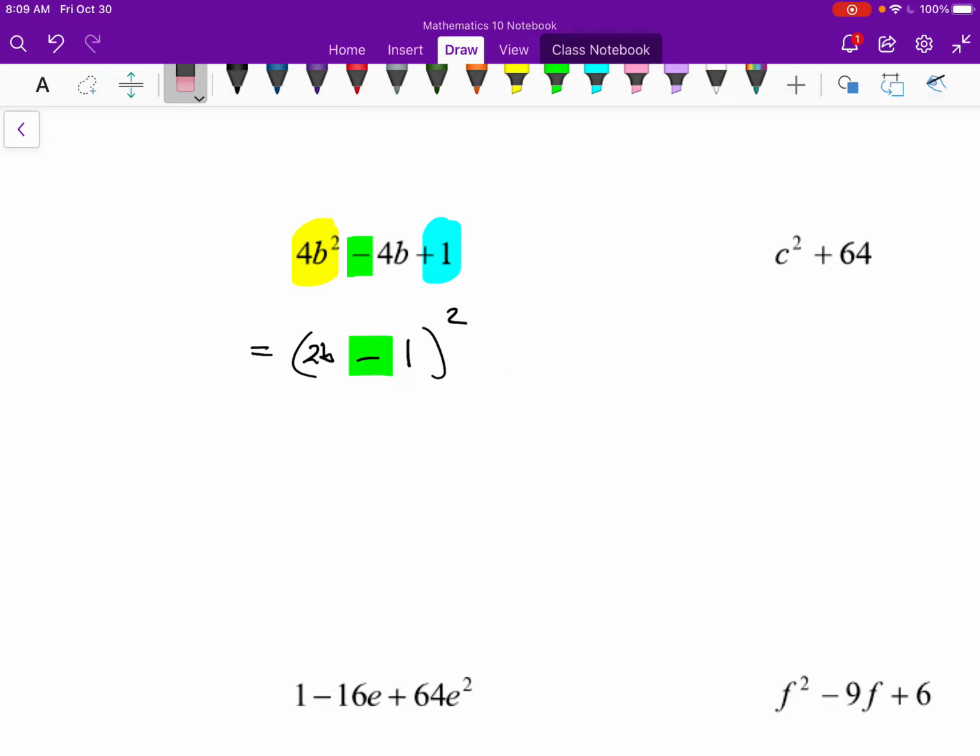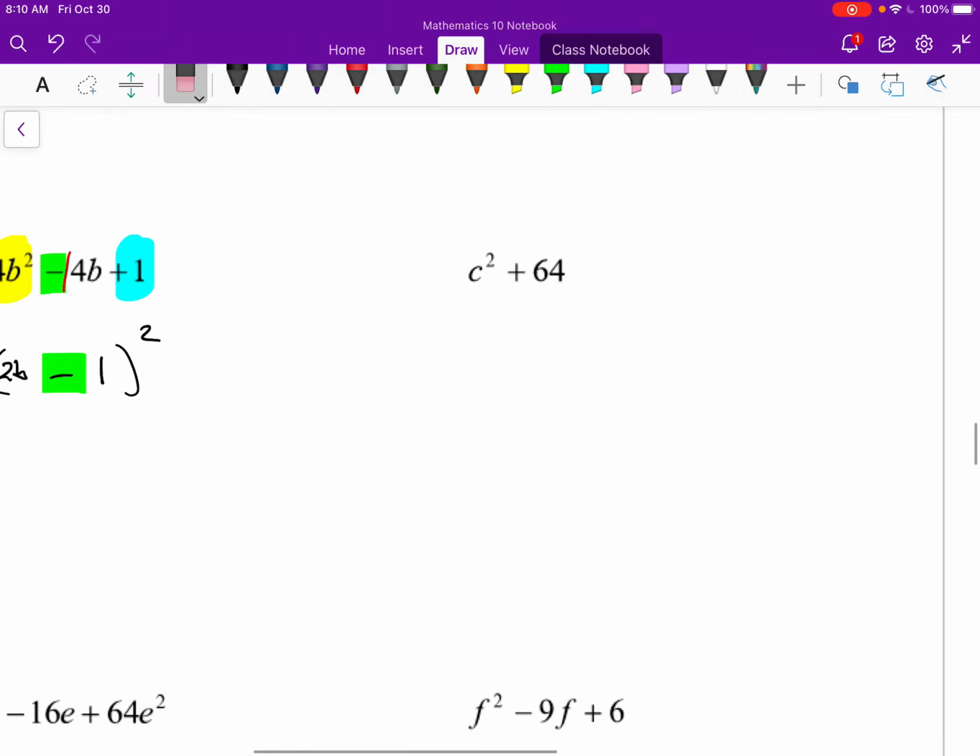Not easy, but fairly quick. I didn't have to break up the middle term and do any of those things. Although, again, if you would ever think of multiplying these together and finding two numbers that multiply to 4 and add to negative 1 and do all the work from last day, that is fine. It's just not nearly as quick as this.